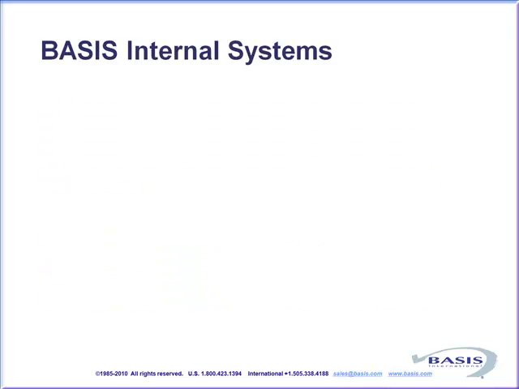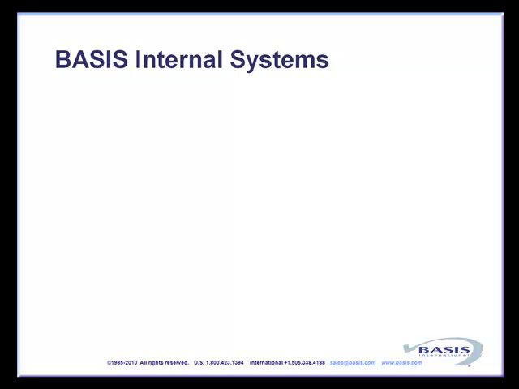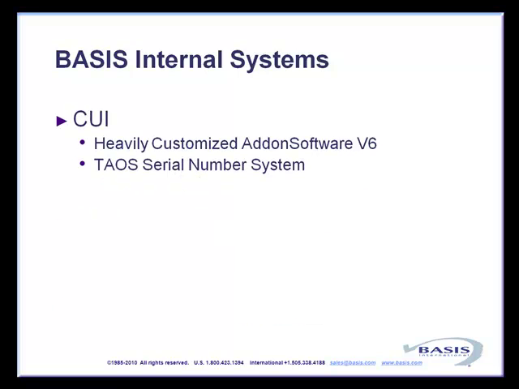So let's get started. Firstly, let's have a look at Basis's internal systems. We have a history, much like any other company, of some character user interface application code, and that really is primarily based on the heavily customized add-on software version 6. So add-on software version 6 is a packaged accounting solution, and that's been heavily customized to meet the needs of Basis International. As a software company, we don't ship any physical product.